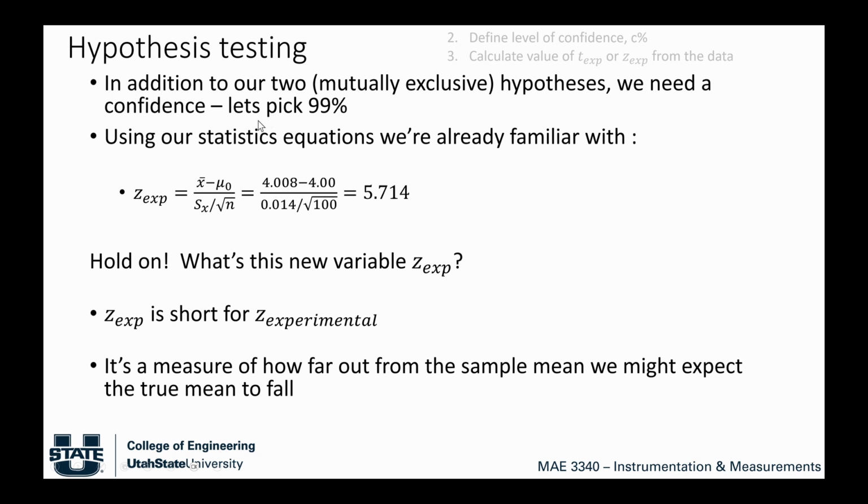So using the equations that we're familiar with, we get our z experimental value, which is our mean from the sample, minus our target point. So we've got 4.008 minus 4 divided by our sample standard deviation, 0.014, divided by the square root of our number of samples, and we end up with 5.714. And so this is our experimental value. So now we're going to compare this to the table value. And essentially, this experimental value is how far out from the sample mean might we expect the true mean to fall?